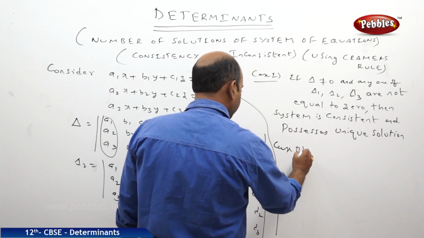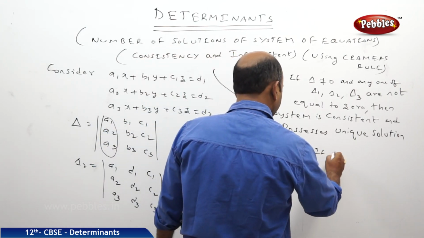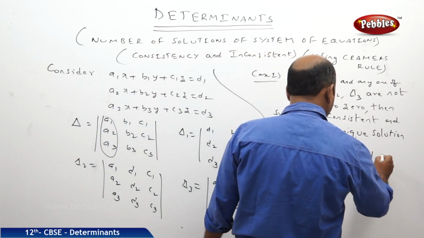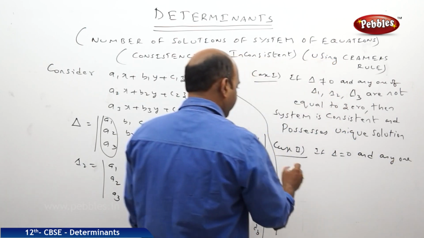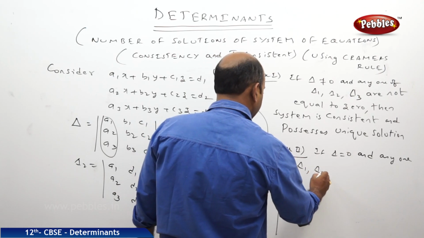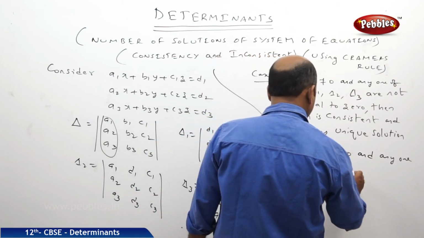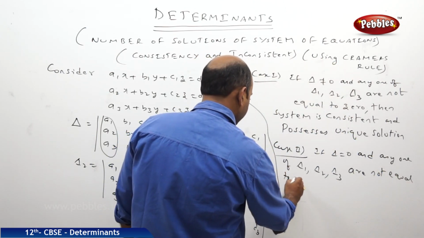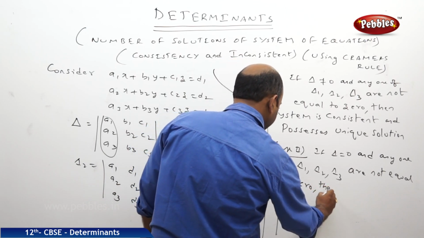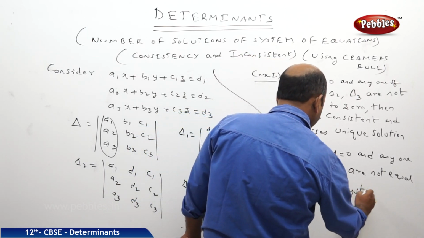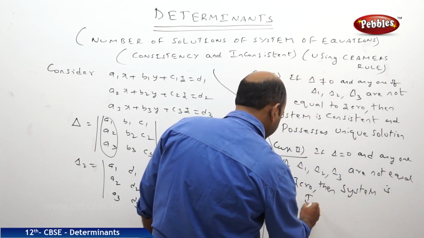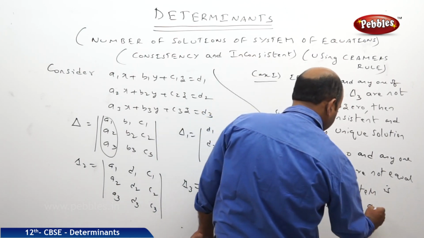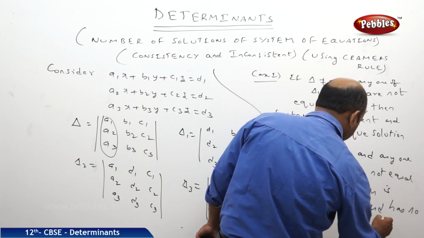And case 2: if delta equal to 0 and any one of delta 1, delta 2, delta 3 is not equal to 0, then what can I tell? The system is inconsistent and has no solution.